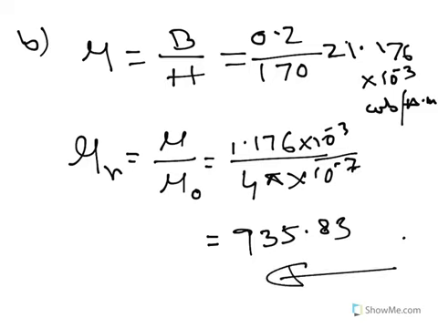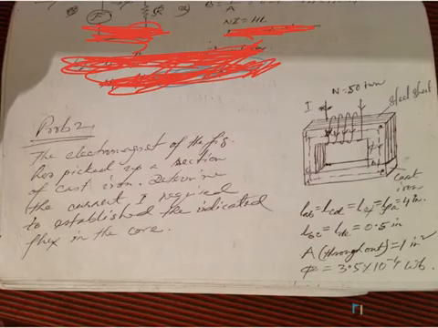Okay, let's go for the second problem. In the second problem, the electromagnetic figure has picked up a section of cast iron, and you have to determine the current I in the primary coil to establish the indicated flux, that is phi equal to 3.5 10 to the minus 5 Weber. So for what current we are getting this phi, that's what we have to determine.